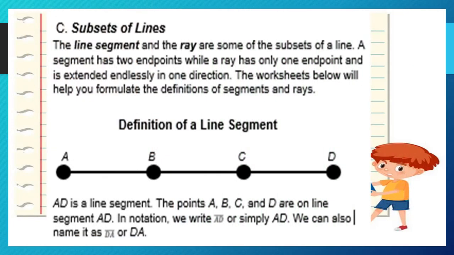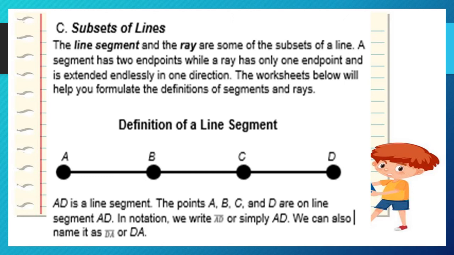Subsets of lines. The line segment and the ray are some of the subsets of a line. A segment has two endpoints, while a ray has only one endpoint and is extended endlessly in one direction. The worksheets below will help you formulate the definitions of segments and rays.